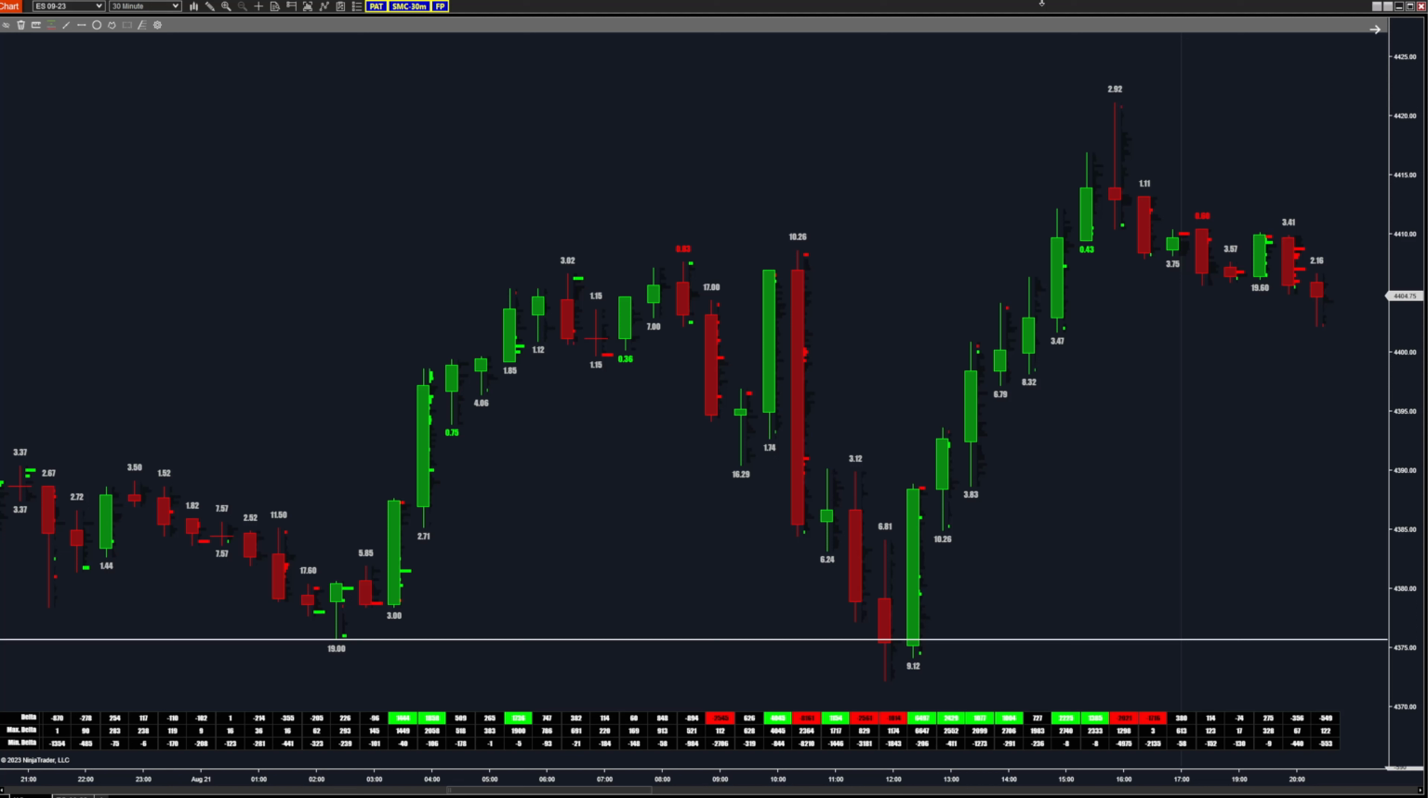So it's a super simple strategy and it helps you find where dumb money is in the market and to use them as liquidity to trap them.